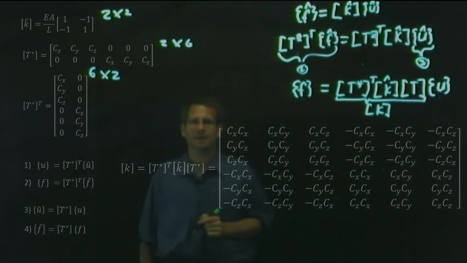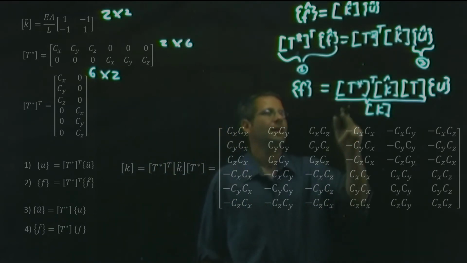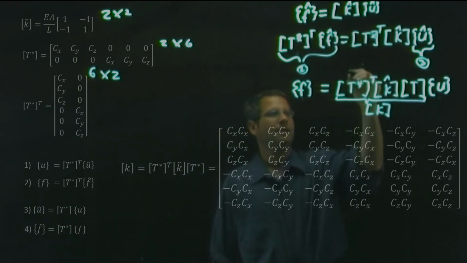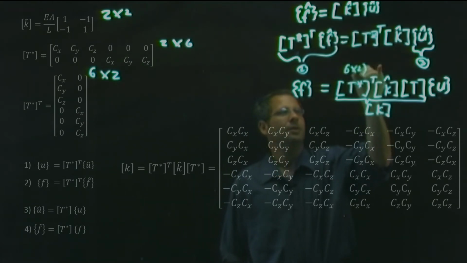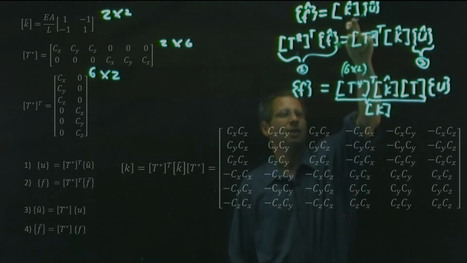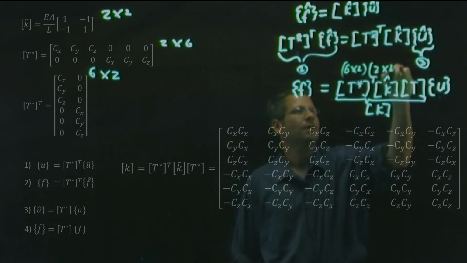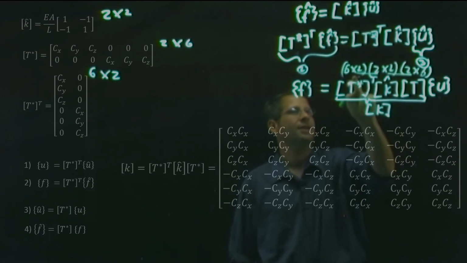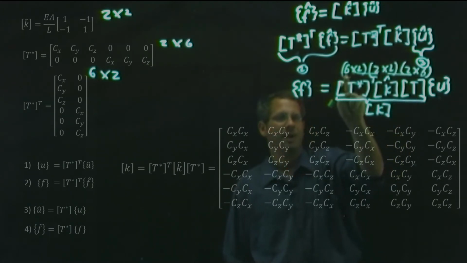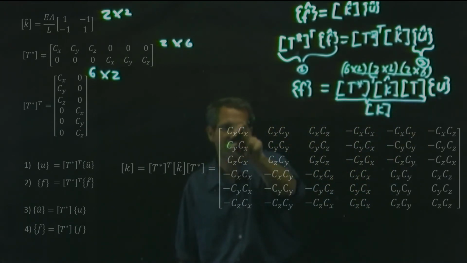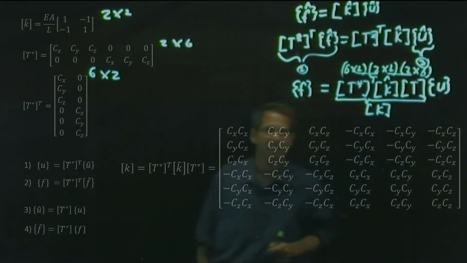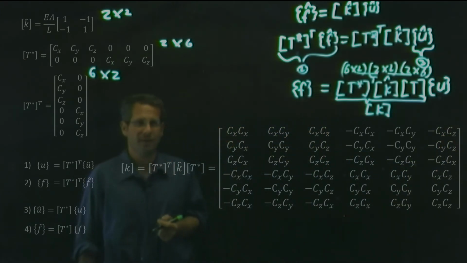And it should be a 6 by 6 matrix because note that this is a 6 by 2, times, remember the K hat in the local is simply a 2 by 2, and this is a 2 by 6. The inner dimensions need to match. I've got a 2 by 2 and a 2 by 2, and my outer dimensions end up being the dimensions of my new matrix, which is a 6 by 6. So we end up with a 6 by 6 matrix, which is a matrix I expect you to memorize.